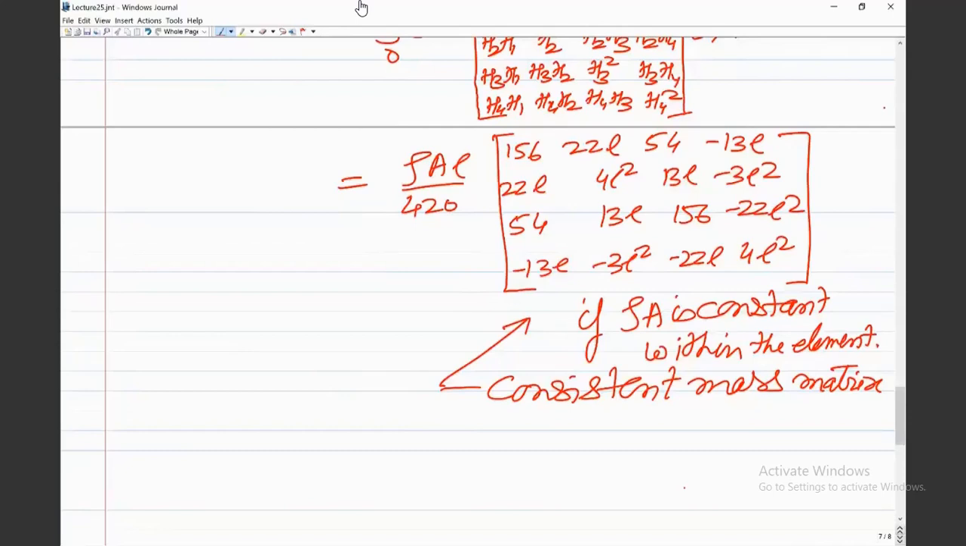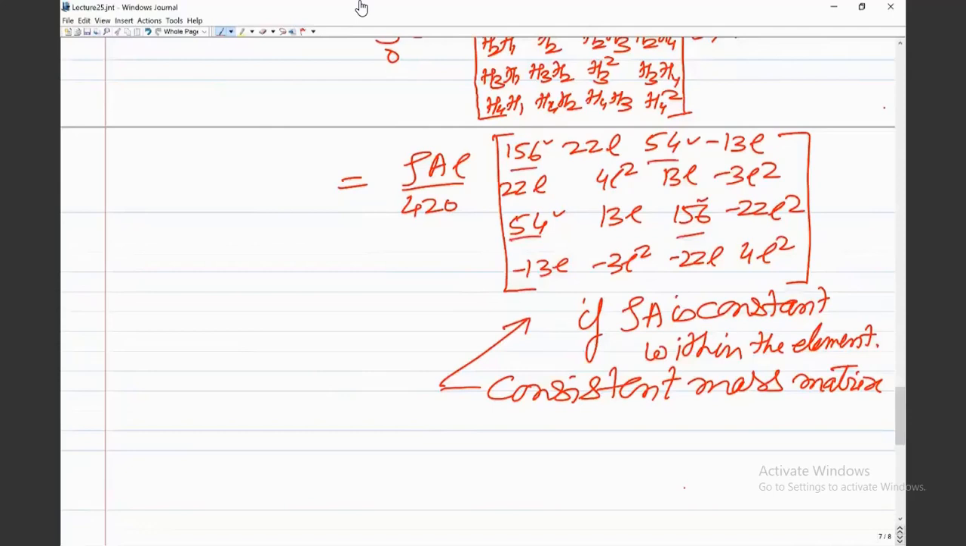So we had seen in the truss element, where you have only the translational degrees of freedom, the sum of all the elements of the mass matrix was equal to the total mass. In this case, the sum of all the elements of the mass matrix corresponding to translational degrees of freedom would be equal to the total mass. So you will have this 156, 54, 54, and this 156. If you sum these, 156 will give you 312, and then plus 108, divided by 420.